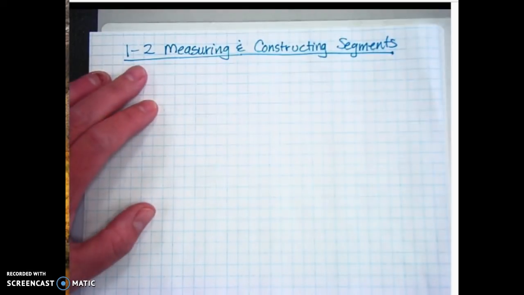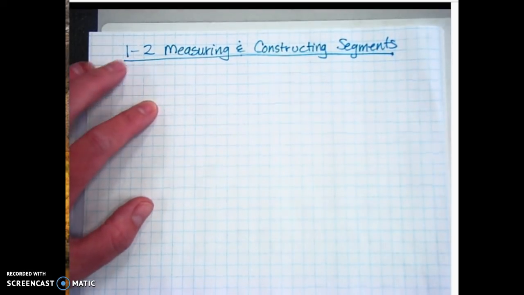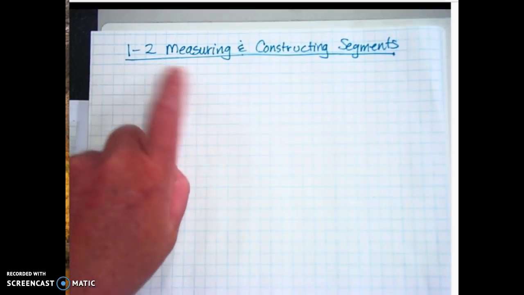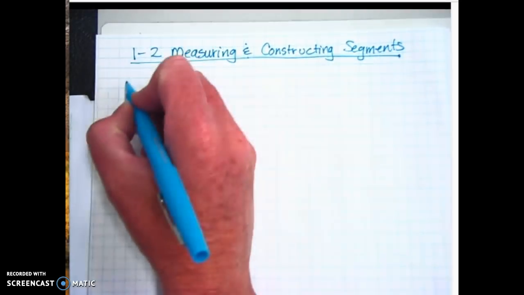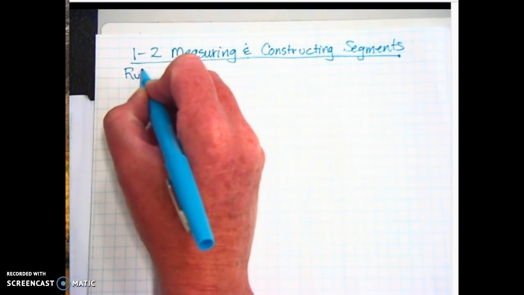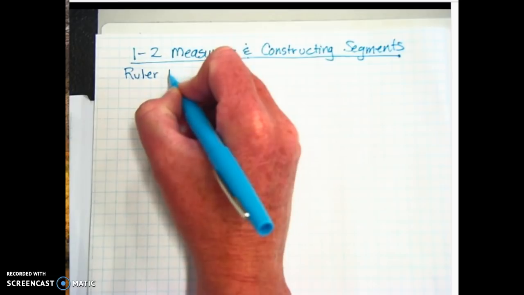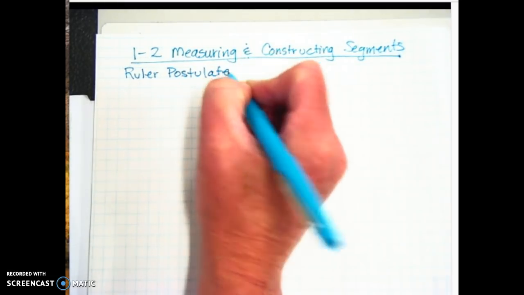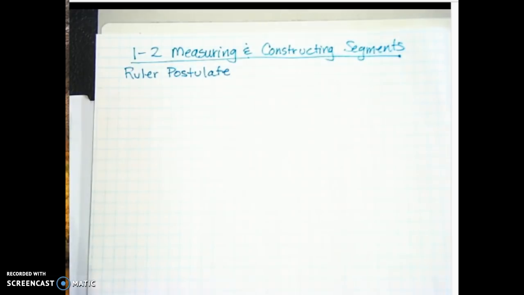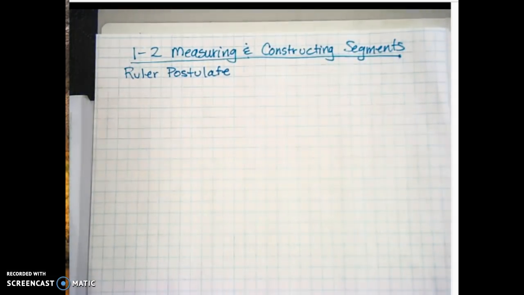All right, so today we're looking at section 1-2, that's chapter 1, the second section, and it's called Measuring and Constructing Segments. So the first thing we're going to talk about is something called the Ruler Postulate. Yesterday we talked about this word postulate, and it means it's a statement that we know is true, okay?